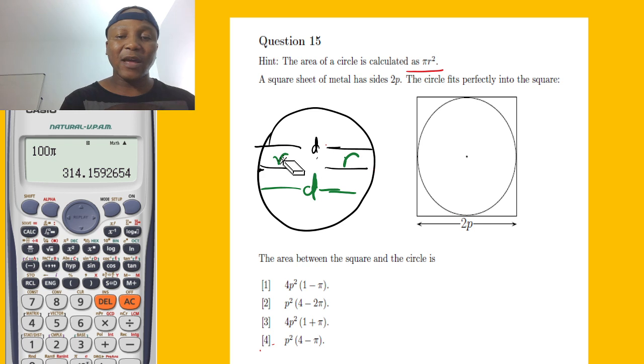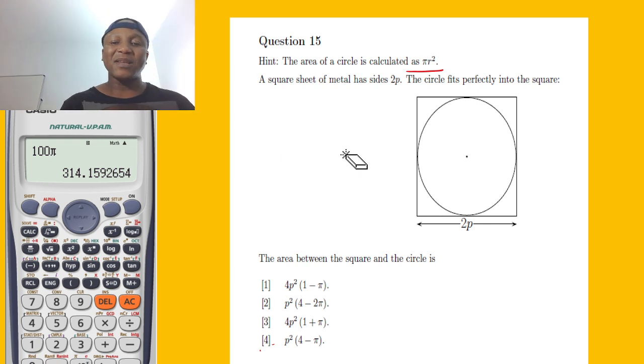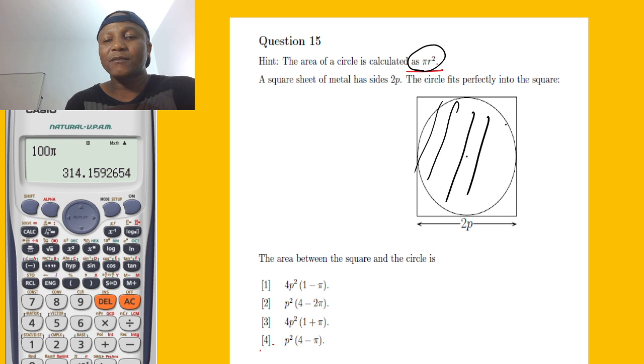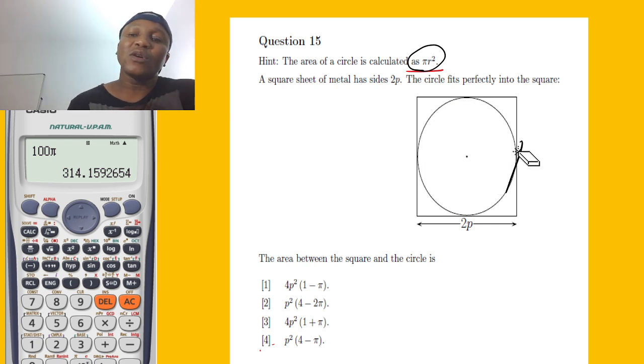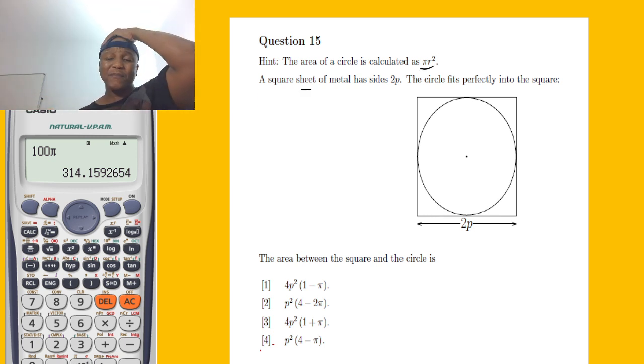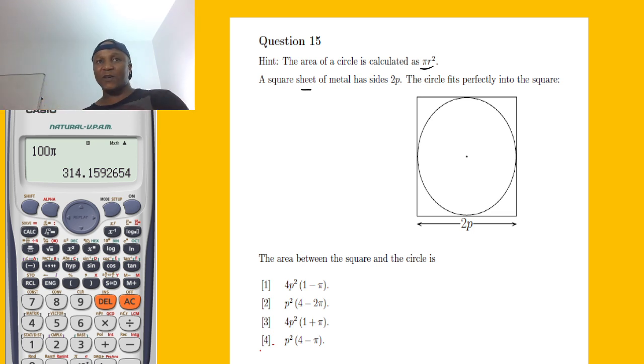Now let's get to the question. I don't want to waste a lot of time. The area of a circle: they say we know the formula, pi r squared. Now they talk about the square. What do they mean? Let's go to the area of a square, and then I'll come to the question.